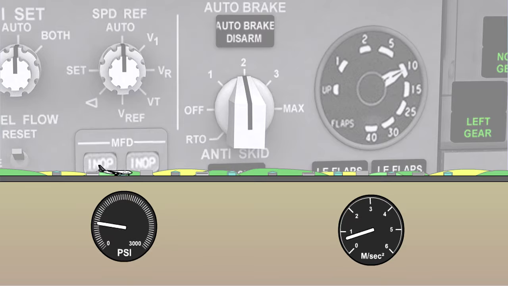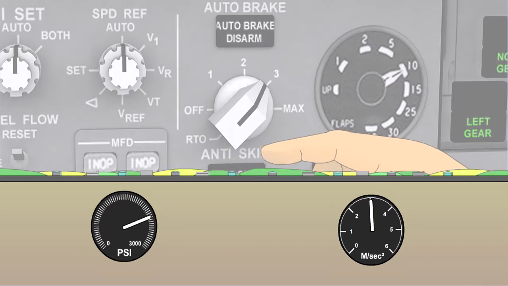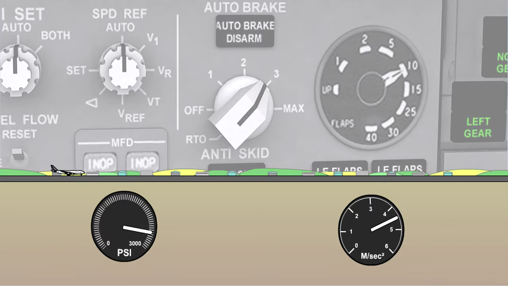On touchdown, with ground mode and wheels spin up sensed, the brakes will be automatically applied and will slow the aircraft at the selected rate of deceleration to a complete stop, or until the auto brakes are disarmed. The deceleration rate may be changed during auto brake operation without disarming by rotating the selector.